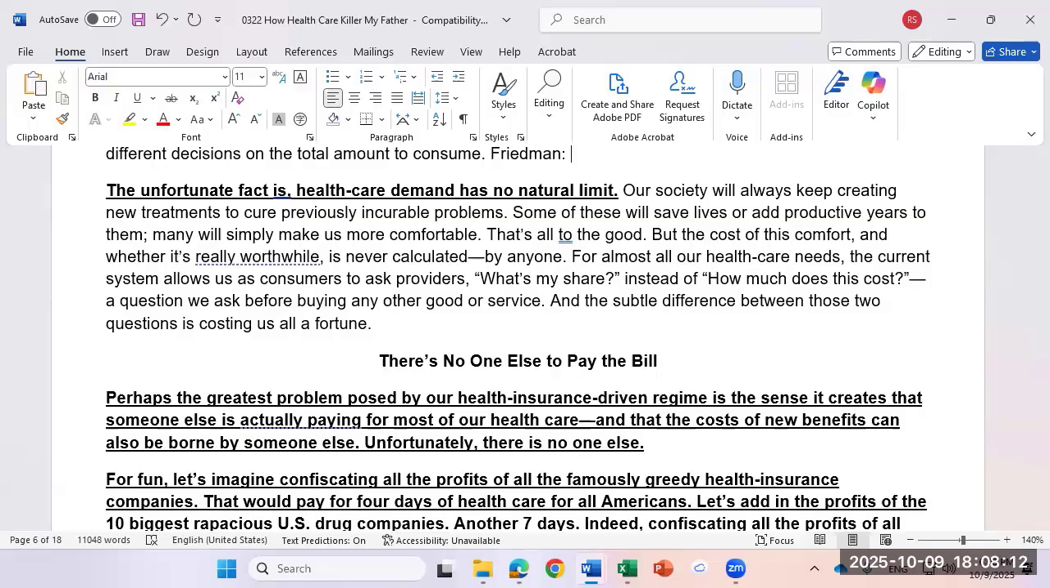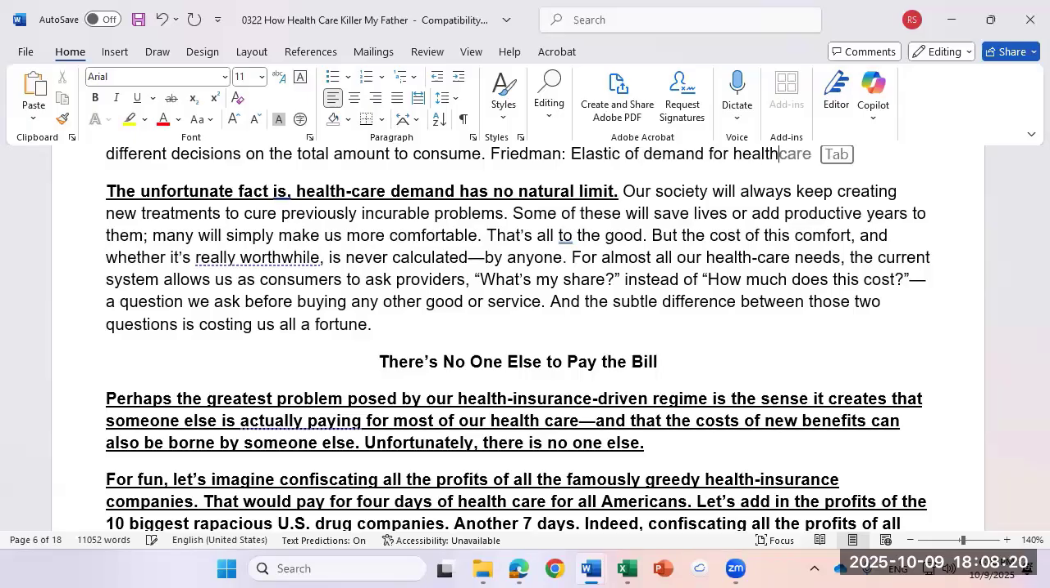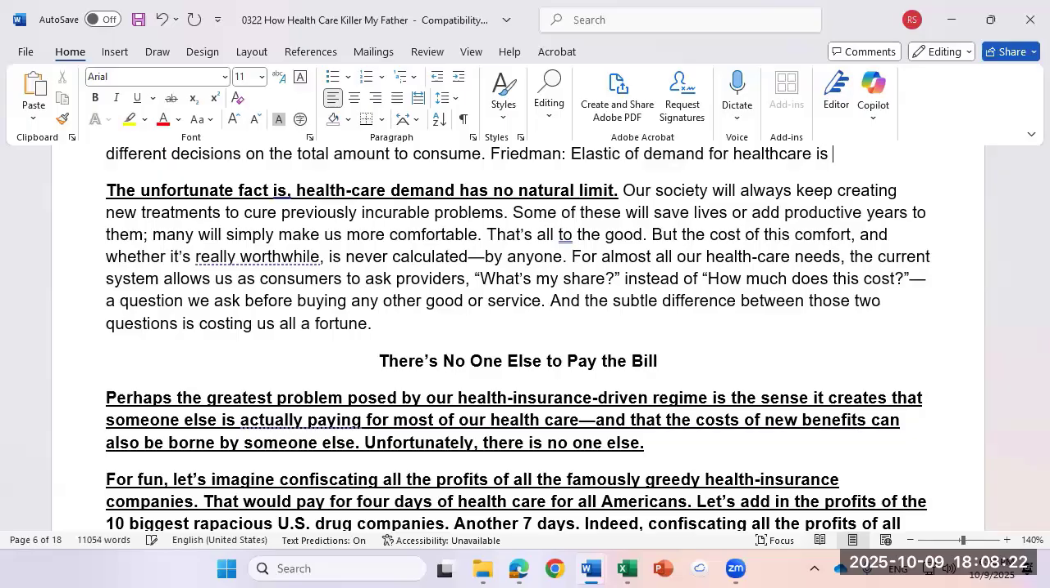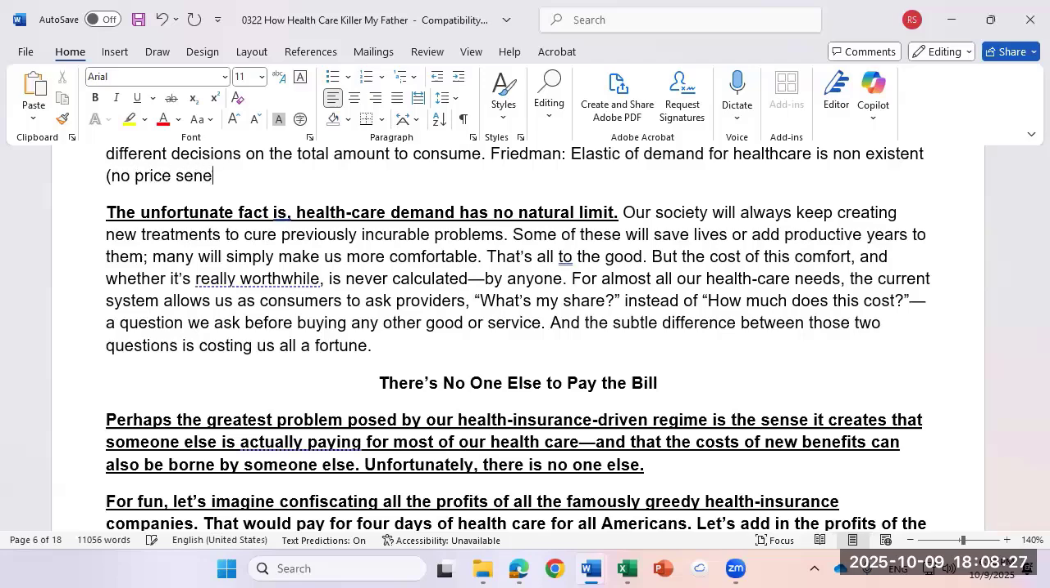But he said the elasticity of demand for healthcare is non-existent. There's no price sensitivity. Now, he didn't go into detail. Is this really true, or is it true because of health insurance? You see why it's true because of health insurance. If you're not paying for the bill, it's like, yeah, I don't care what it costs. I'm not paying for it. We're going to see some articles that are going to say consumers actually do shop when they have to pay more out of pocket. They actually do ask questions.